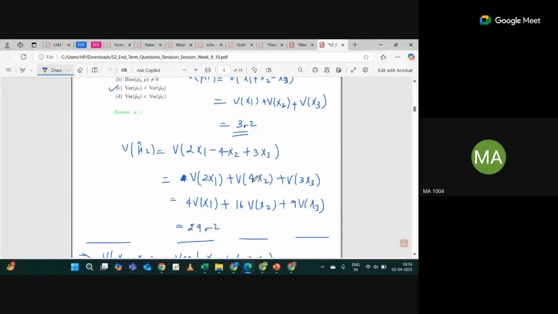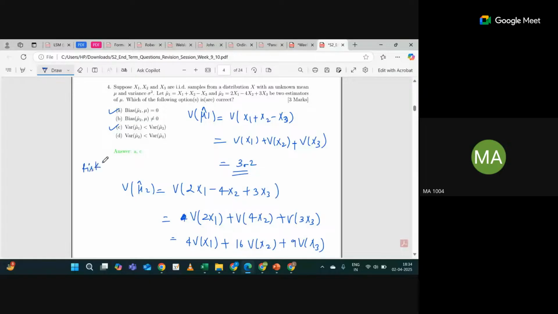One more thing: if there is a question asking for the risk of mu1 hat, what will you do? Tell me, what is the risk? Bias is 0, so bias squared is 0, plus the variance, 3 sigma squared. So here the risk is the same. Similarly for the risk of mu2 hat. Clear? Yes, sir.